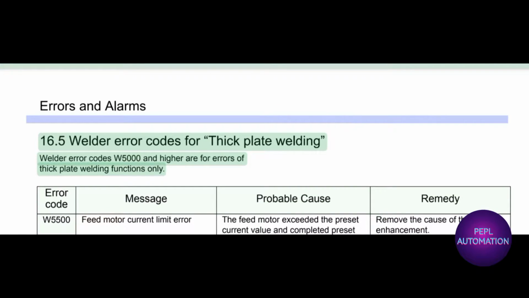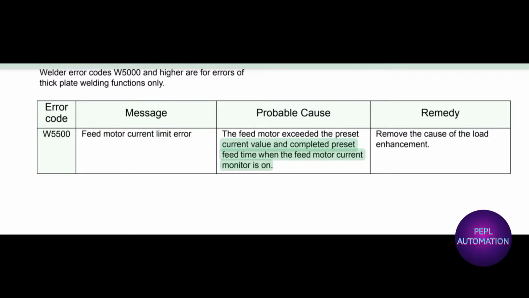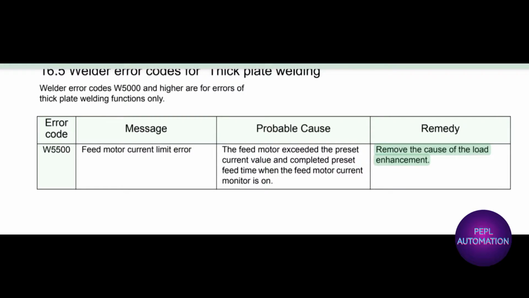5 Welder error codes for thick plate welding. Welder error codes W5000 and higher are for errors of thick plate welding functions only. Error code, message, probable cause, remedy. W5500: feed motor current limit error. The feed motor exceeded the preset current value and completed the preset feed time when the feed motor current monitor is on. Remove the cause of the load enhancement.